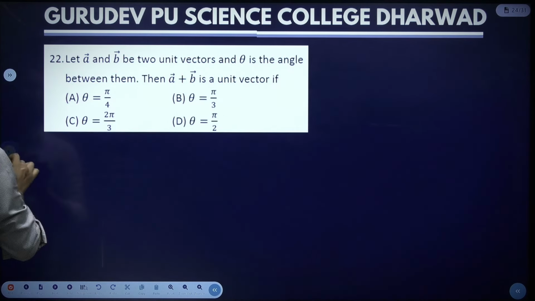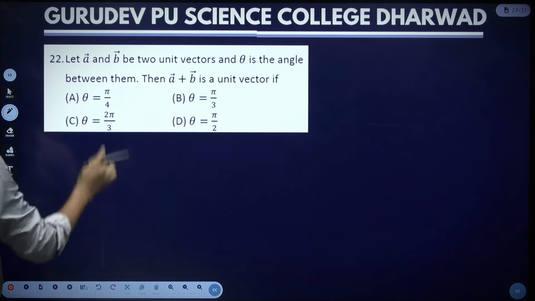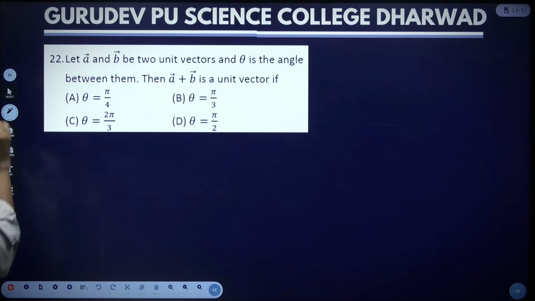Let A and B be any two vectors, and theta is the angle between them. Then A plus B is a unit vector if and only if, is asked.